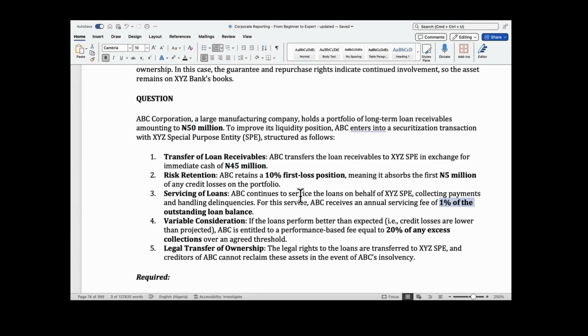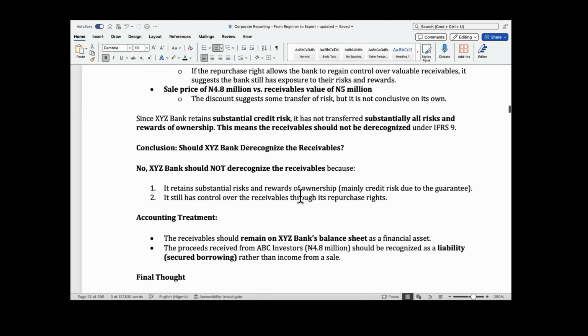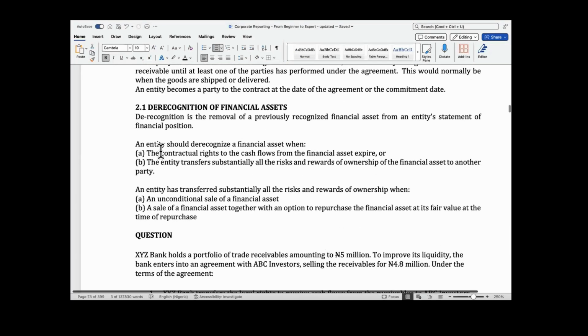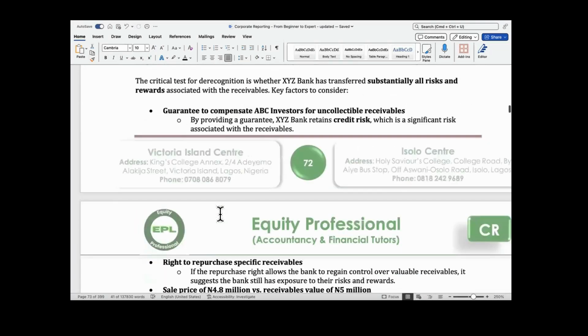This scenario I'm giving you is just for you to be able to relate with this, so that you won't just be looking at these things. This scenario brings it to life for you, because this is exactly how ICAN will bring it in your exam. They would bring you a scenario, and they would ask you to tell us whether he can derecognize the financial asset from his books.